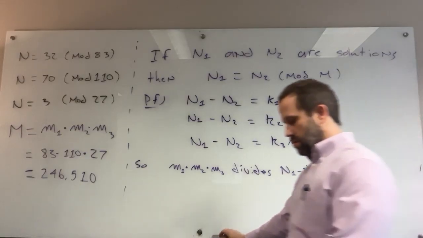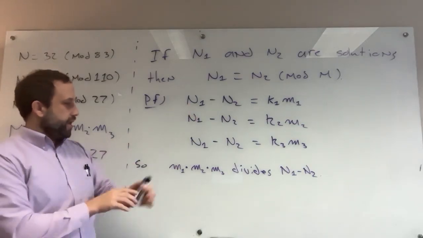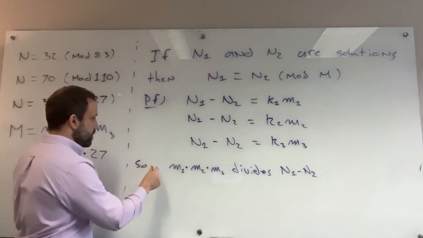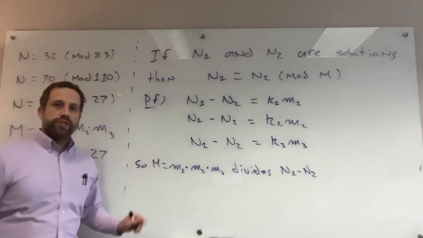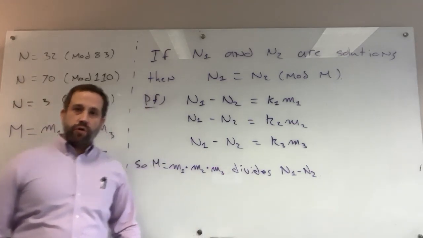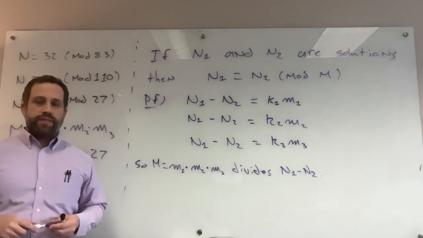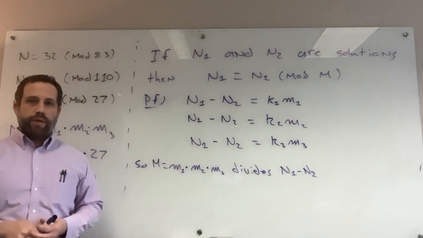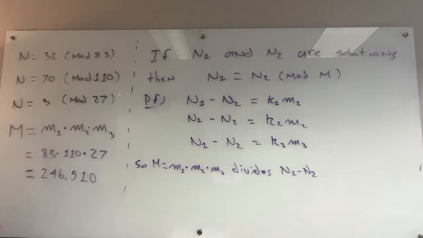Well, what is m? M is just a product. This is m: m1 times m2 times m3, that's equal to m. So m divides n1 minus n2, but that's just equivalent to saying that n1 and n2 are equivalent modulo m, or congruent modulo m. Okay, so if you have two different solutions to this, they're going to be congruent modulo m.